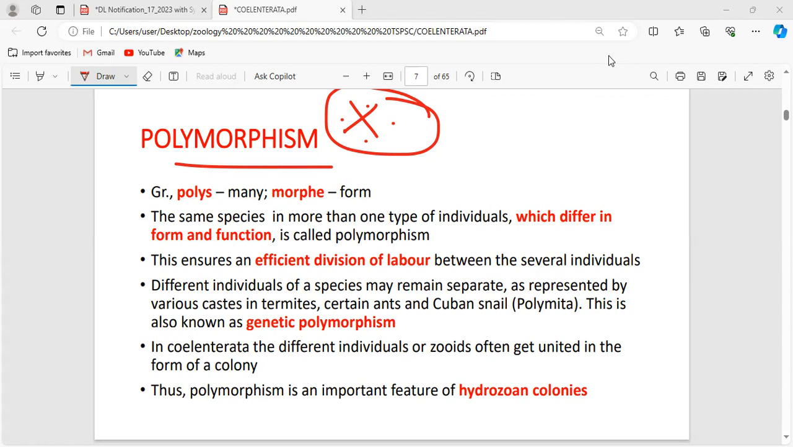Of these, which protozoan parasite exhibits polymorphism? Let me give you a hint: amastigote, promastigote, crithidial form, trypanosomal form. Obviously the answer is Trypanosoma gambiense. This parasite can exist in different forms, and in the same way, Coelenterata can also exist in different forms. Let me explain clearly.